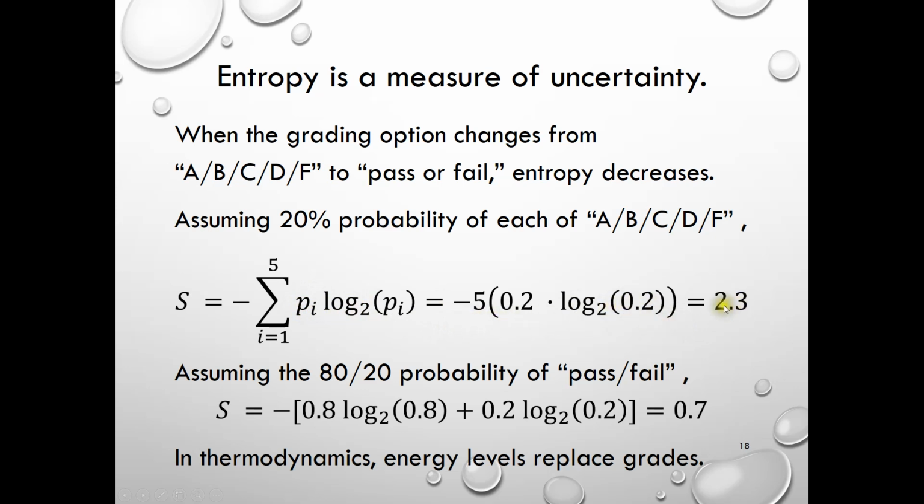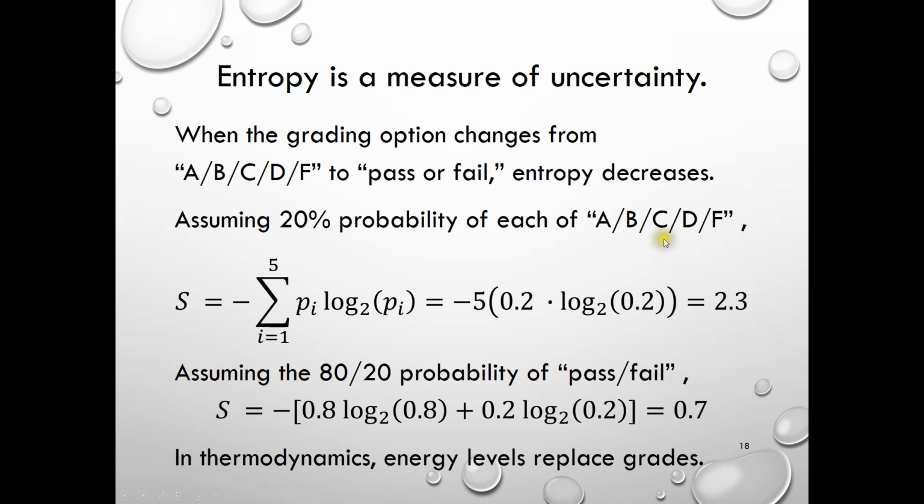The result is 2.3. But what if we change this option to pass or fail? Again, A, B, C, and D are pass. F is fail. Now we have 80% chance of passing and 20% chance of failing the class. Now plug in the two numbers, 0.8 and 0.2, the entropy is only 0.7.